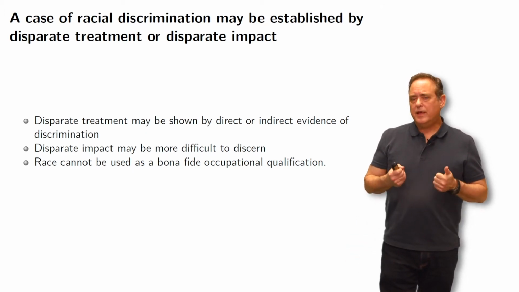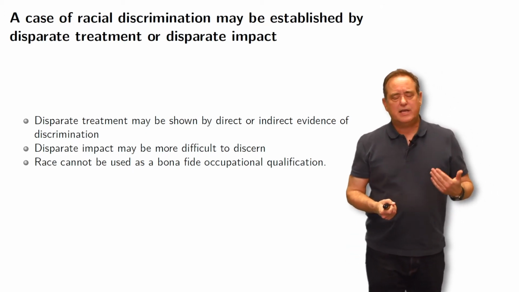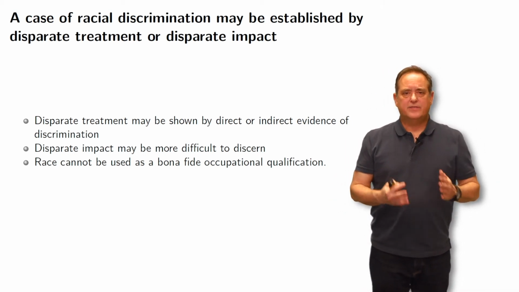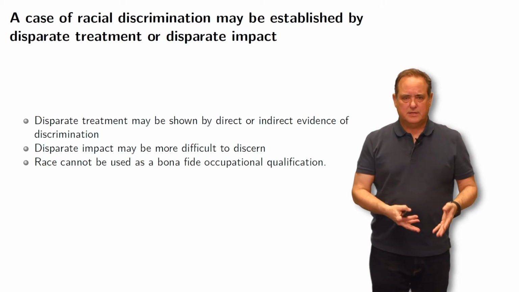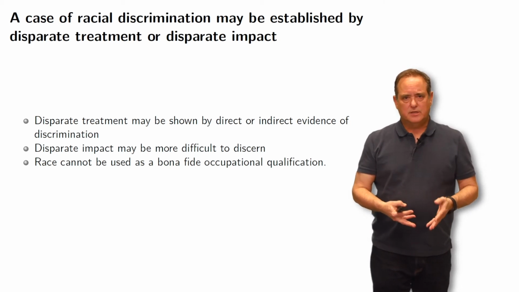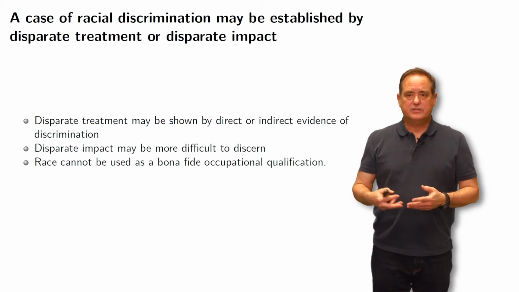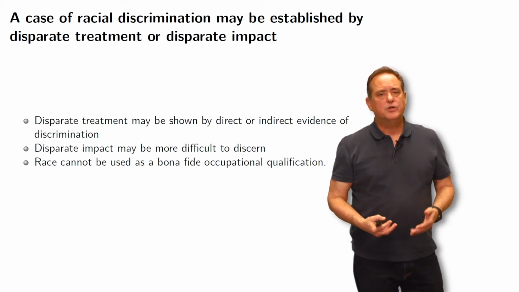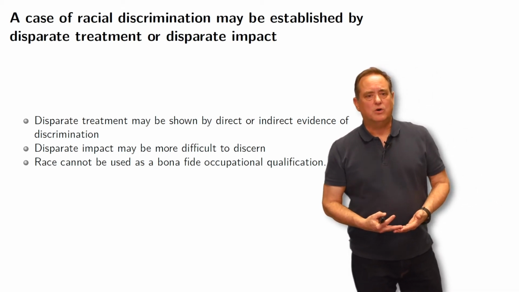We know that race cannot be used as a BFOQ. Therefore, on your test, if there's ever a claim about racial discrimination, and one of the answers is the defendant can assert a claim of BFOQ, you know that's wrong.